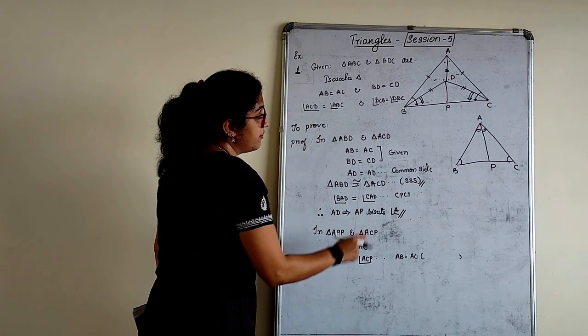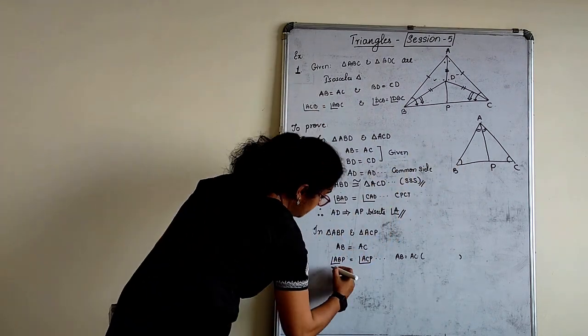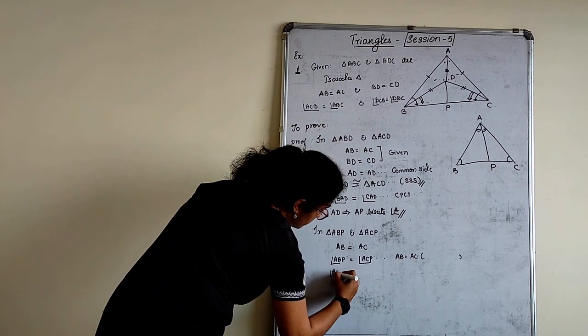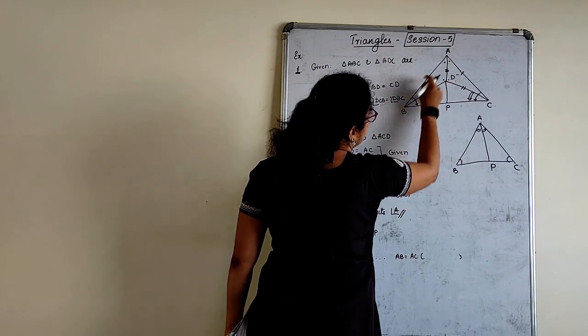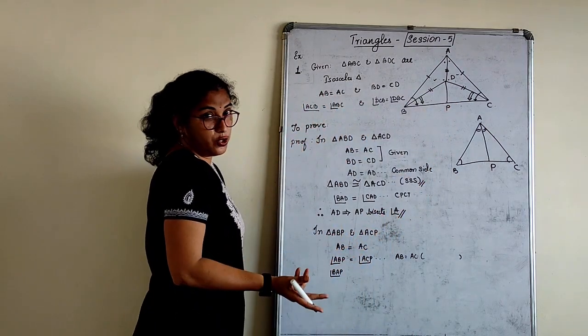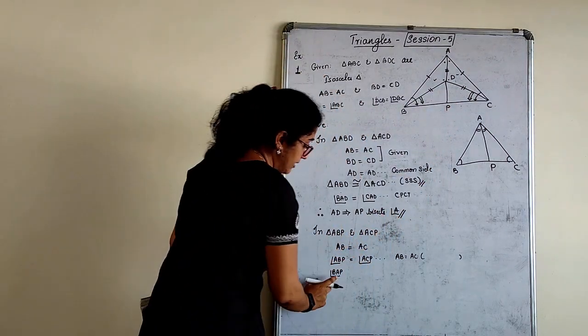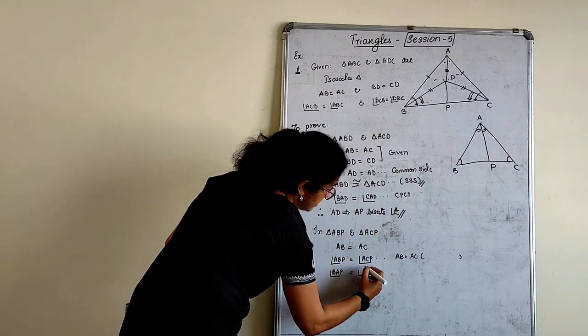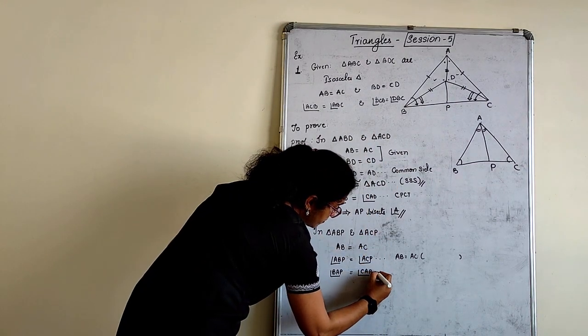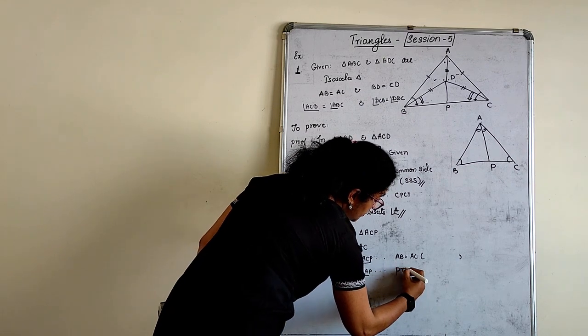What is the third angle which is equal? Angle BAP. See, BAD or BAP, it is the same thing only. You have just extended the line. Angle BAP is equal to angle CAP. Reason: proved above.